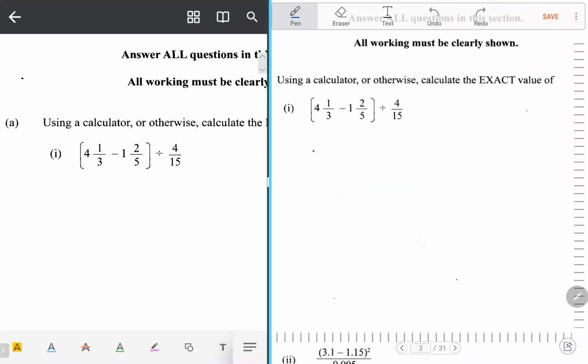3 times 4 is 12, 12 and 1 is 13, so that's 13 over 3, minus 5 times 1 is 5 and 2 is 7, so that's 7 over 5 in the bracket. And then we're going to multiply by the reciprocal, which is 15 over 4. So invert and multiply. All right, that's what we need to work out this thing in the bracket.